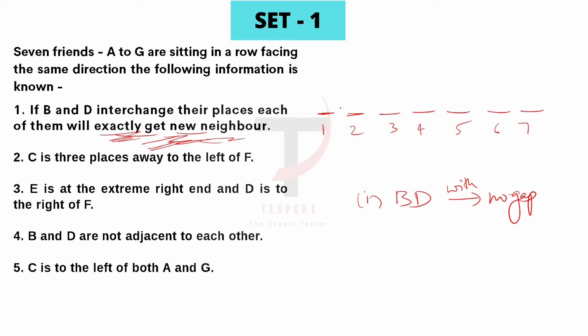What if there is a gap between B and D? If I place B at 2 and D at 4, and if I interchange the positions, now it is becoming D and B.